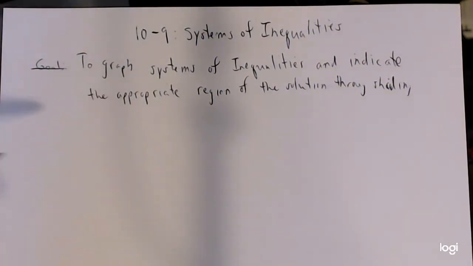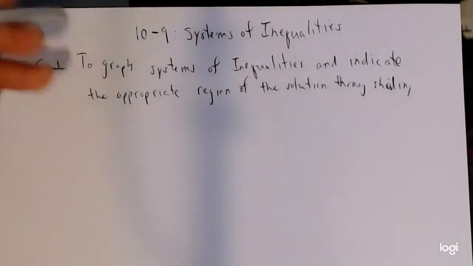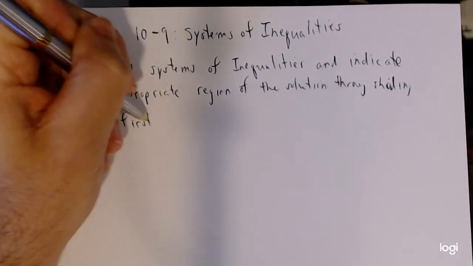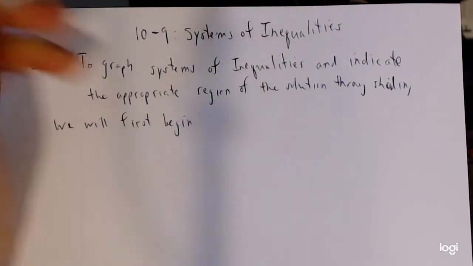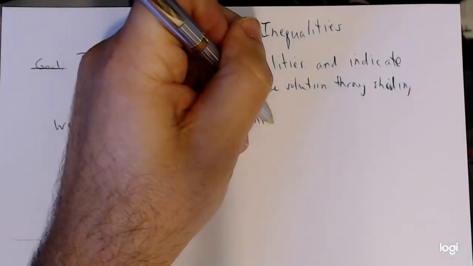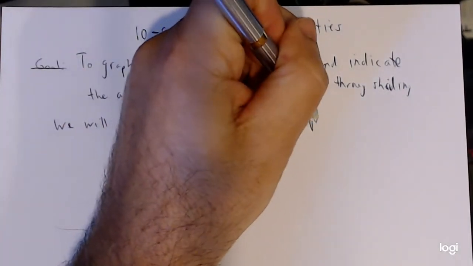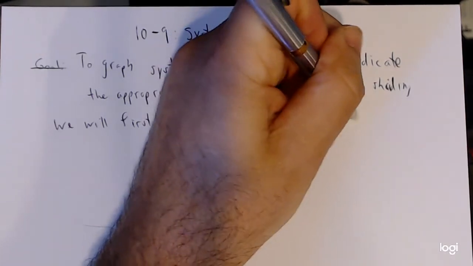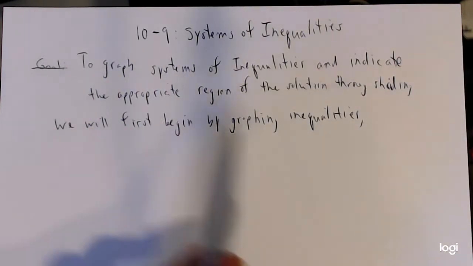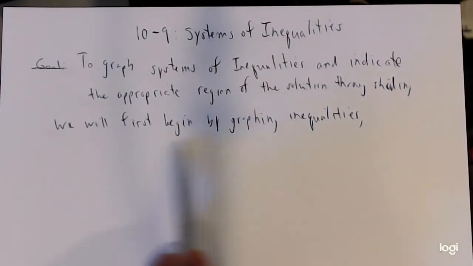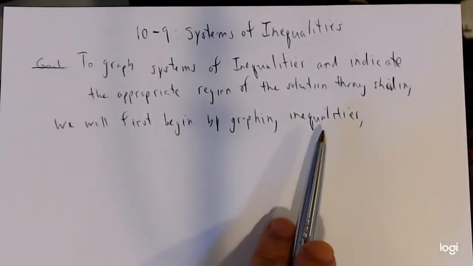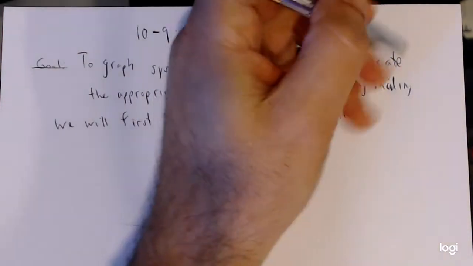So before we get into actually solving this, what we're going to do is first begin by graphing inequalities. What I'm saying is we won't start off with systems. First we'll say, okay, if I give you an inequality, how would we show what that inequality looks like visually?